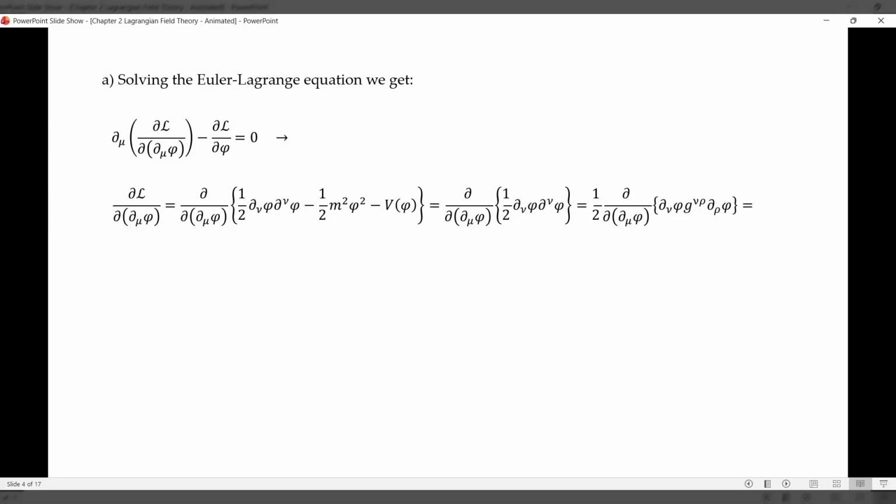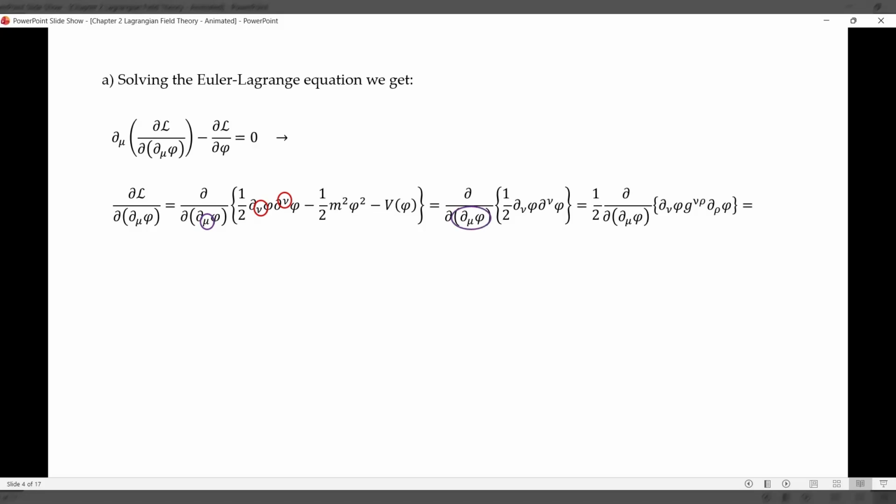So we take the derivative with respect to partial phi. We need to be careful not to repeat the same indices incorrectly. We will change one of them to avoid confusion.